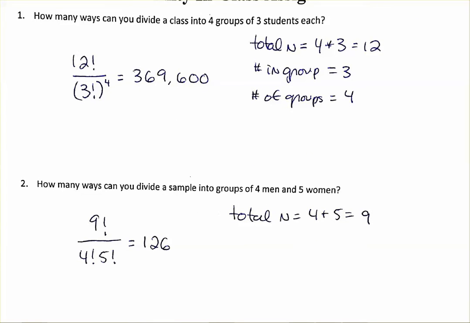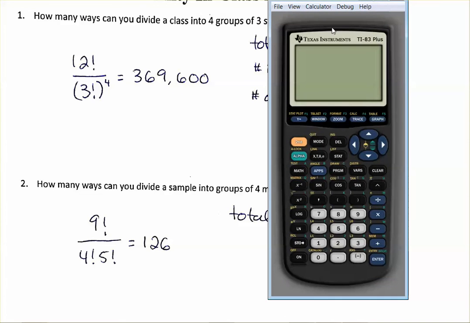How many ways can you divide a class of 4 groups into 3 students each? If you remember from our notes, the formula for that is our total number, which is 4 groups times 3 students. So that's 4 times 3, which is 12. So we take our total number divided by our 3, which is our number of students, factorial, raised to the power, which is the number of groups.